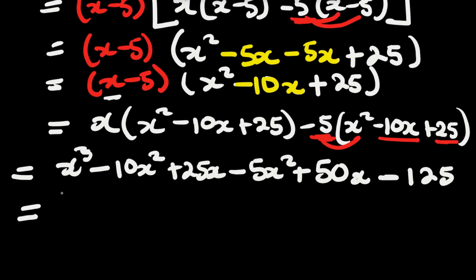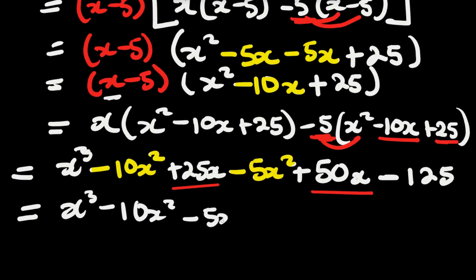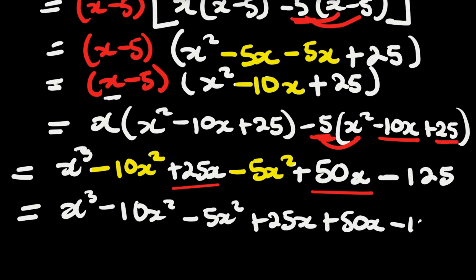Then our next step would be that we have to check the like terms. So negative 10x squared is a friend to negative 5x squared, and 25x is a friend to 50x. Then let me write it in a rearranged way: x to the power 3, minus 10x squared, minus 5x squared, plus 25x plus 50x minus 125. Then now it's in a rearranged way. Then now you can just say x to the power 3.